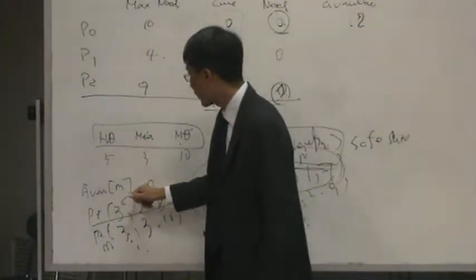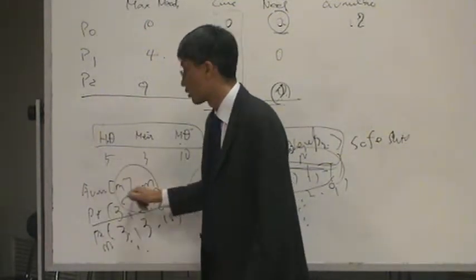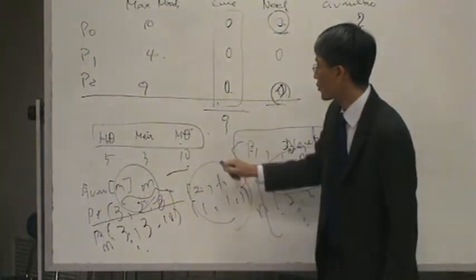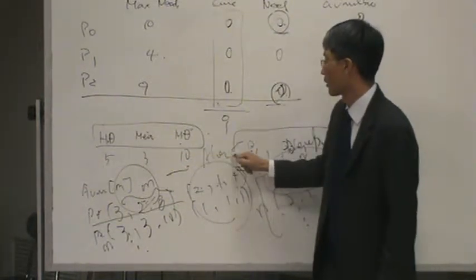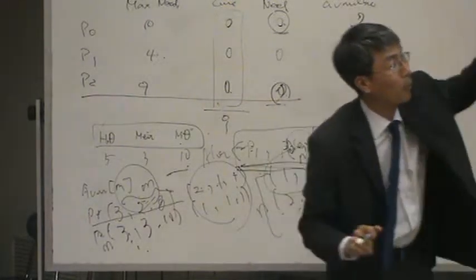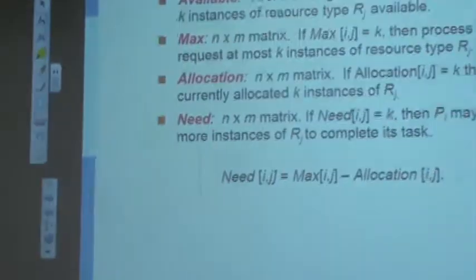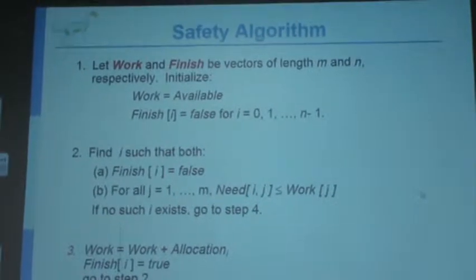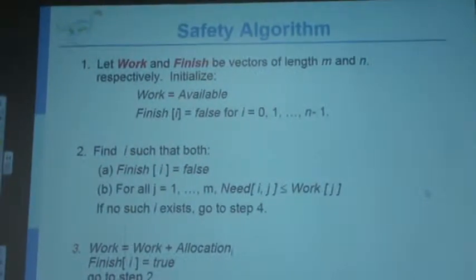Subtract the maximum by allocation, then you may get the need. Using such information, we are going to use the information flow matrix to decide whether this is a safe state or not.